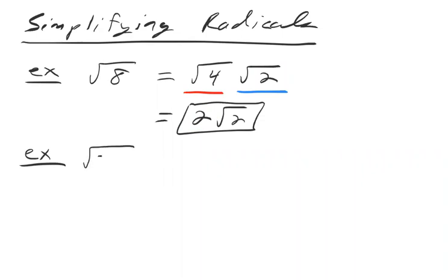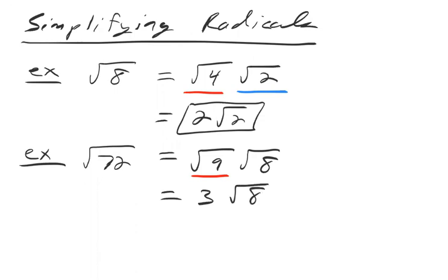The square root of 72. We're going to do this 2 different ways. First, let's find 2 factors of 72 where at least one of them is something I can take the square root of and get a whole number. So let's do square root of 9 and square root of 8. If I break it up as those 2 factors, I can take the square root of 9 to get 3, times the square root of 8.